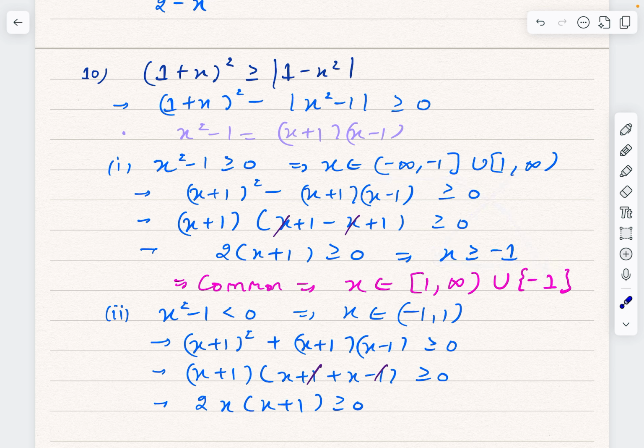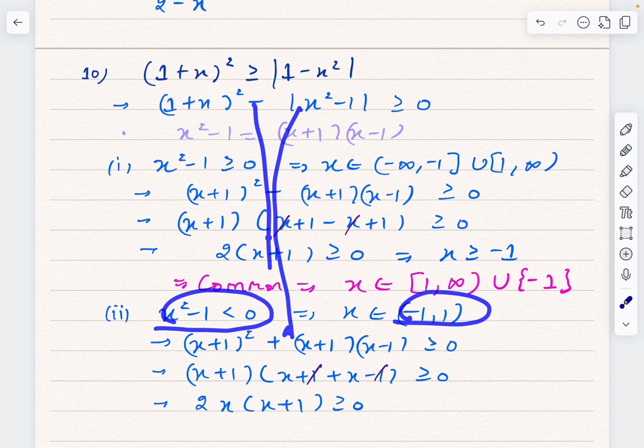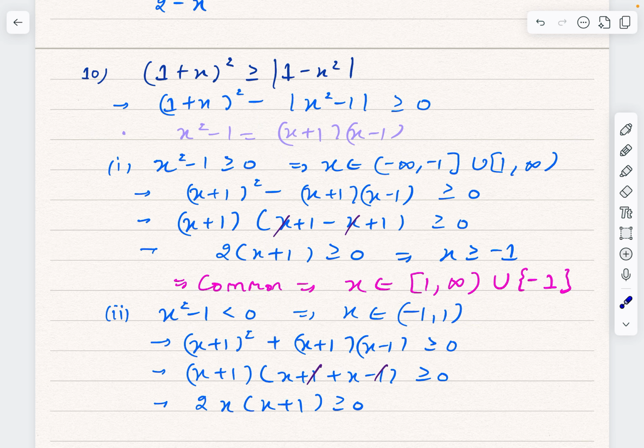Next case, when x square minus 1 is less than 0, x belongs to minus 1 to 1. The mod opens with negative sign, so this negative will become positive here. So x plus 1 square plus x plus 1 into x minus 1 greater than or equal to 0. X plus 1 will be common from these two. You get x plus 1 plus x minus 1. 1 and 1 cancel out. You get 2x into x plus 1 greater than or equal to 0.